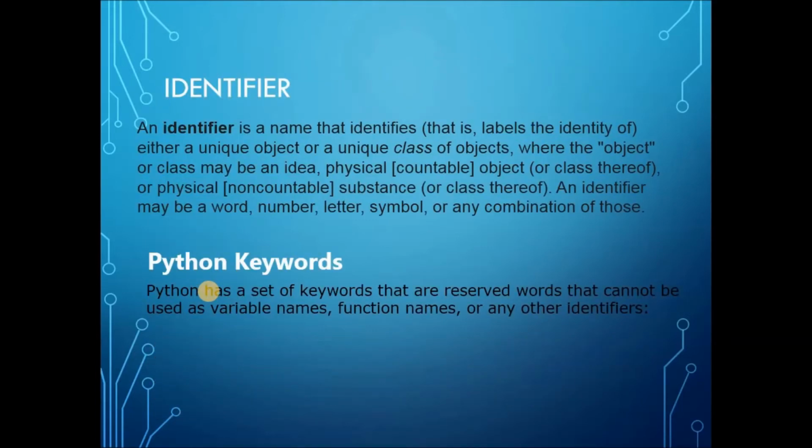After that, identifier. Identifier means some words we use in a program which have no meaning of their own. To store records, to store values, we can use any words from our side. An identifier is a name that identifies a unique object or a unique class of objects, where the object or class may be an idea or physical substance, and an identifier may be a word, number, letter, symbol, or any combination of those. Variables are also identifiers.